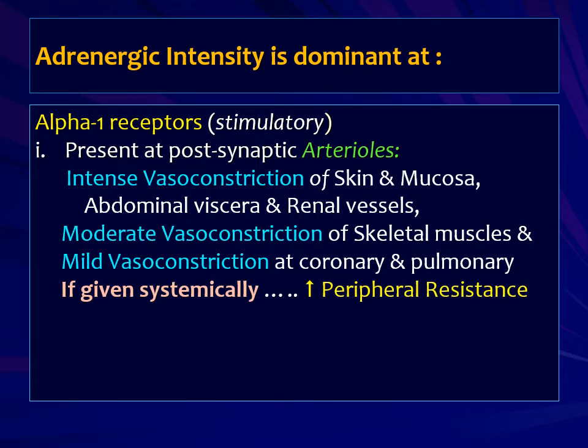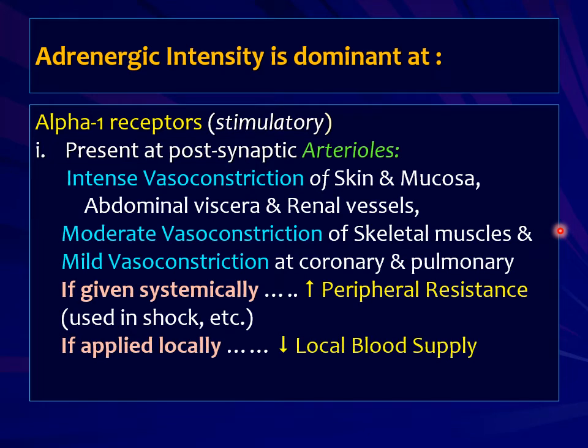Now, if we give the agonist systemically, or if we observe systemic stimulation of the sympathetic nervous system, there may be vasoconstriction at all these sites. So that will lead to increased peripheral resistance. And we know when there is increased peripheral resistance, there is raised diastolic blood pressure. And this condition is usually used, as we know, in case of shock.